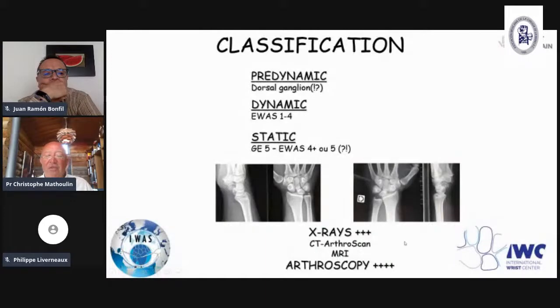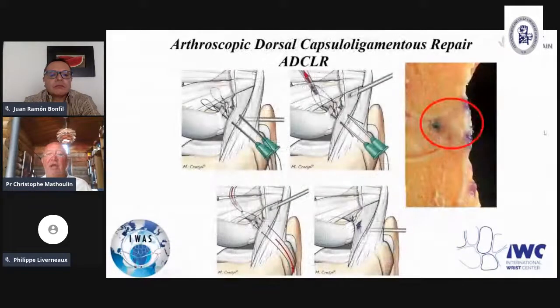For the diagnosis, I use the X-rays, comparative X-rays, frontal, lateral, frontal in radial and ulnar deviation, and frontal with clenched wrist. With that, I obtain, comparatively, of course, 95% of the diagnosis with the correct interrogatory, of course, and the clinical examination. So you can use the CT arthroscan, but I don't like it because there is a little too much false positive and false negative. The MRI could help, and of course the arthroscopy is a very good exam.